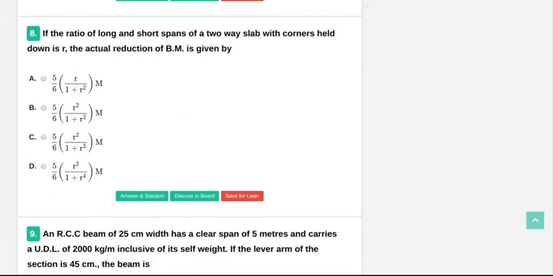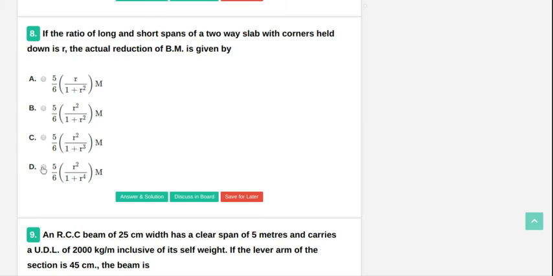If the ratio of long and short span of a two-way slab with corners held down is R, Ly by Lx equal to R, the actual reduction of bending moment is R to the power 2 divided by 1 plus R to the power 4, times 5 by 6.